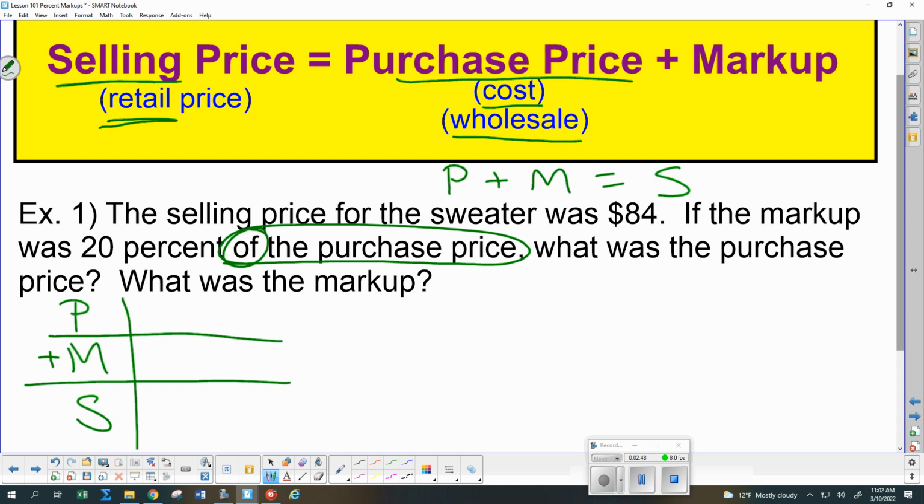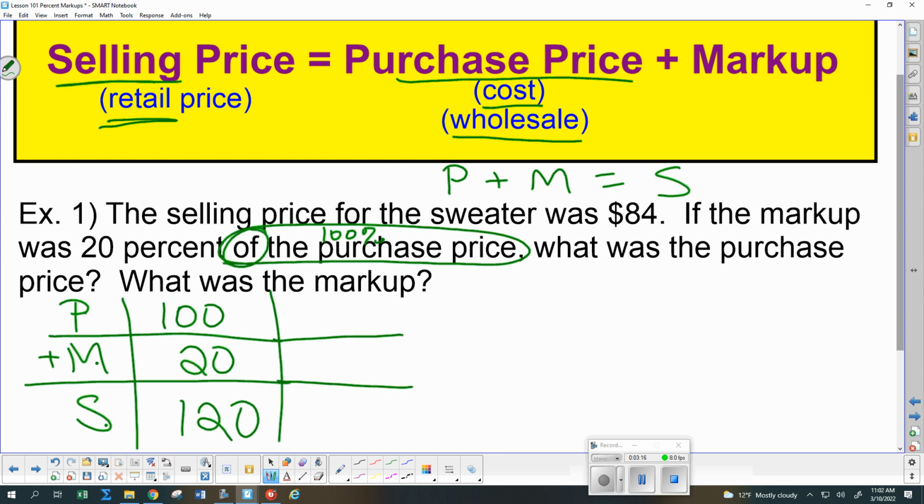Of something, that's the one that gets the 100% on it, whichever one has the of. So in this case, this is going to be the 100. The markup is going to be 20%. So if P plus M is S, what do I put for the percent for S, everybody? 120. Then I have some actual values. The selling price was 84.